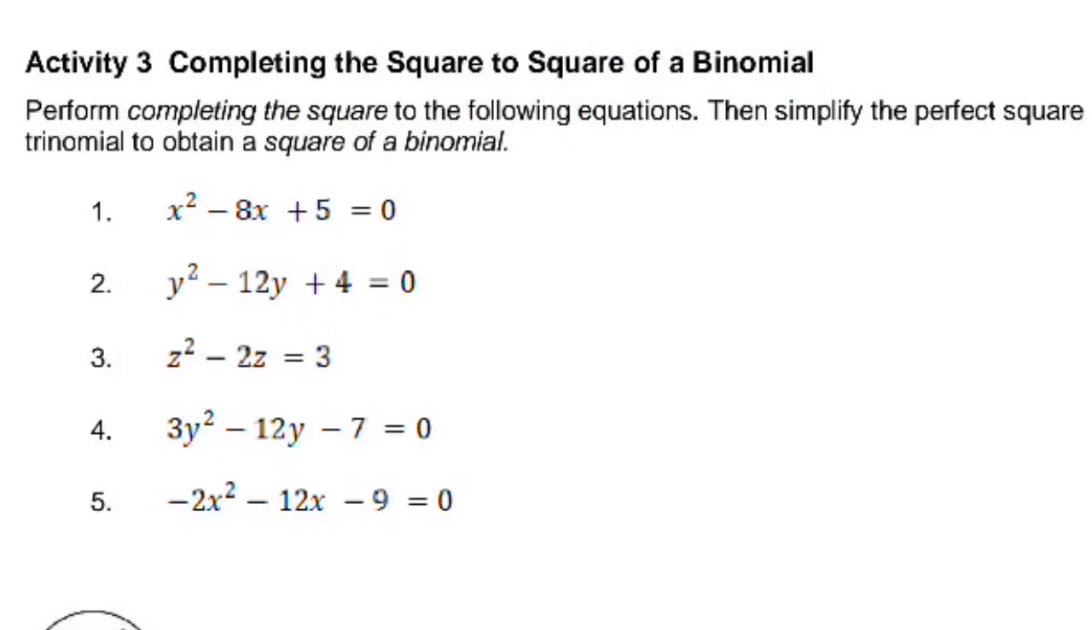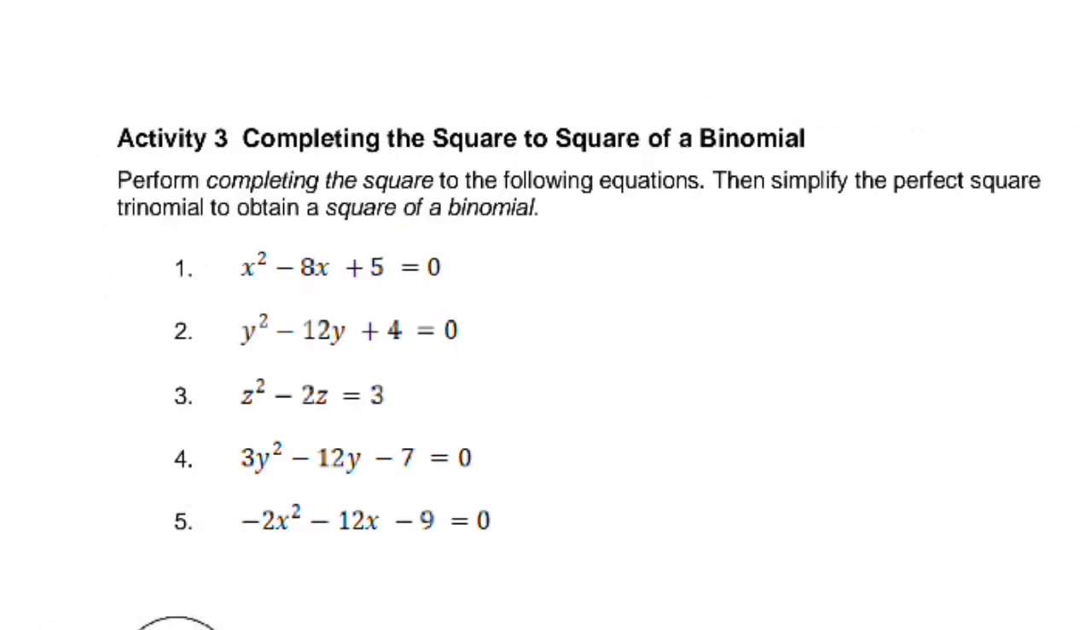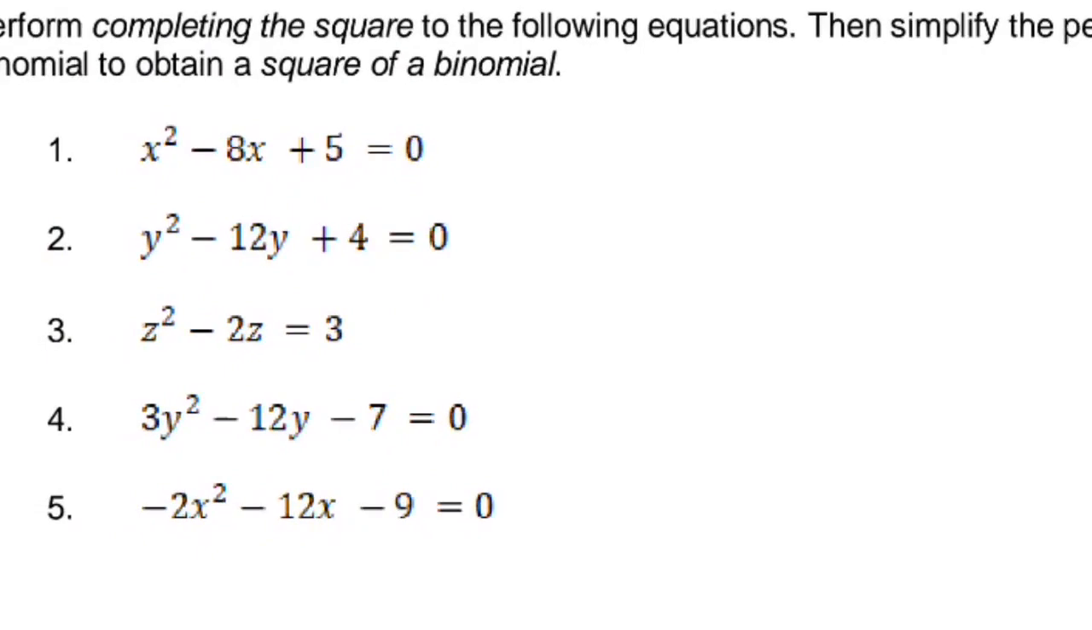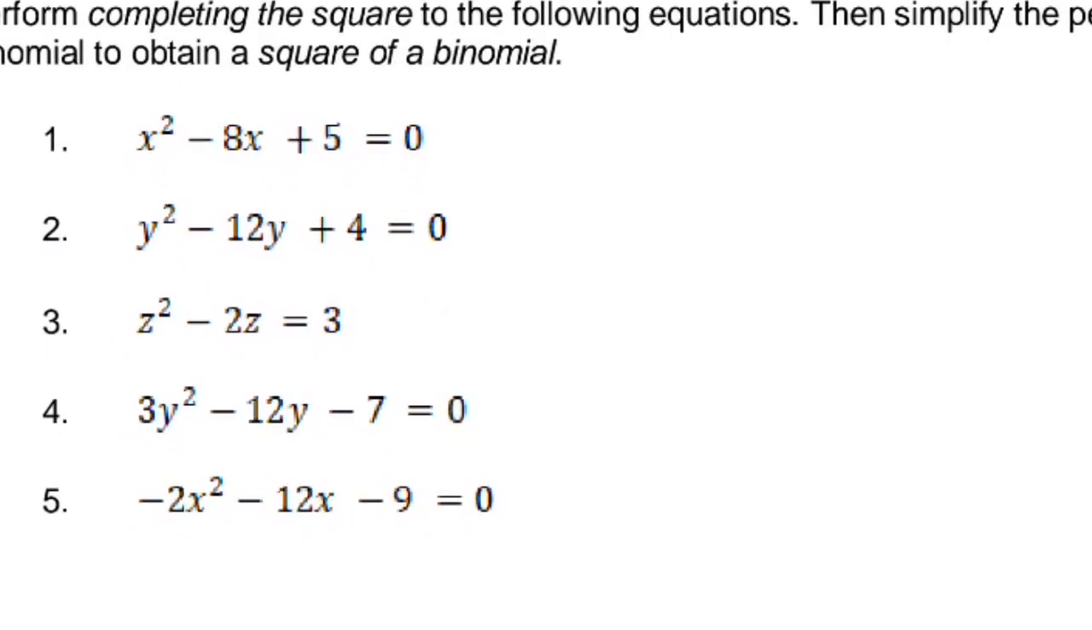Activity 3, completing the square to a square of a binomial. Perform completing the square on the following equations, then simplify the perfect square trinomial to obtain a square of a binomial. So for number 1, x squared minus 8x plus 5, what you're going to do first is transpose the constant term to the right side.